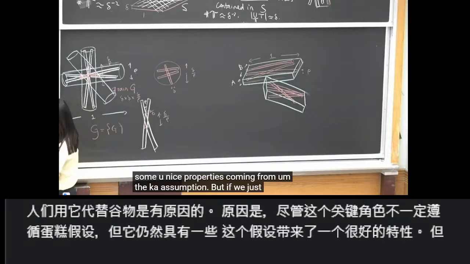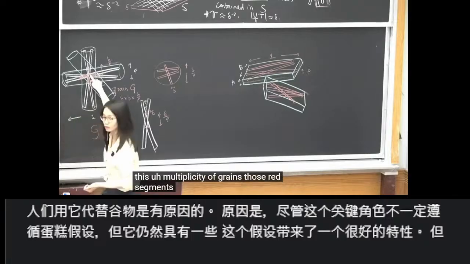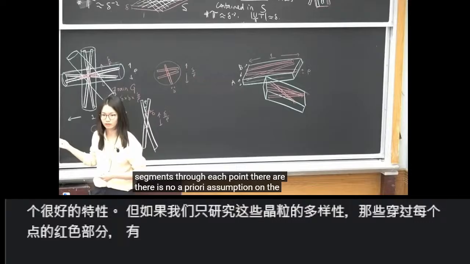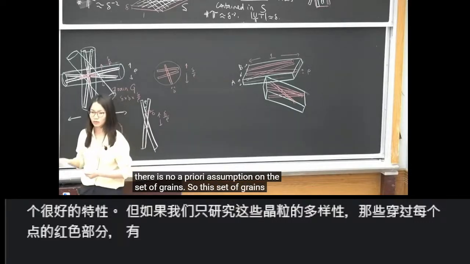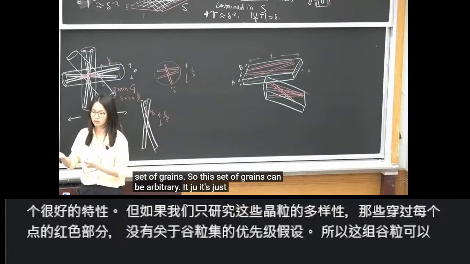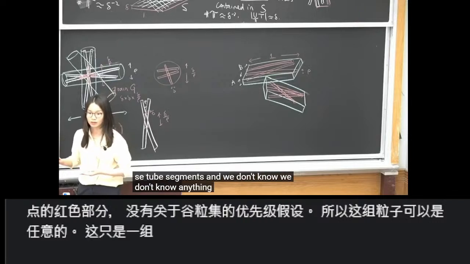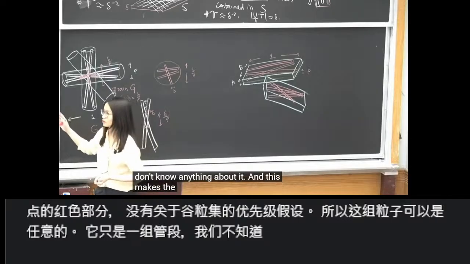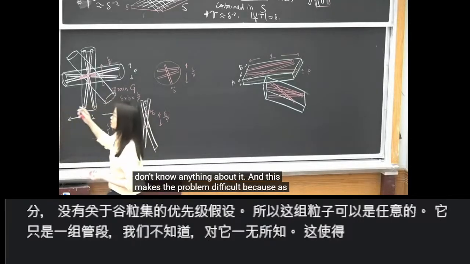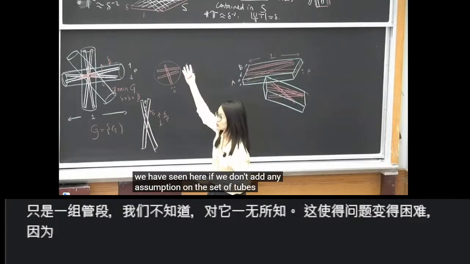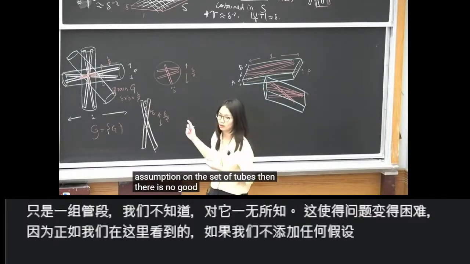But if we just study this multiplicity of grains, those red segments through each point, there is no a priori assumption on the set of grains. So this set of grains can be arbitrary. It's just a set of tube segments, and we don't know anything about it. And this makes the problem difficult because, as we have seen here, if we don't add any assumption on the set of tubes, then there is no good volume bound.